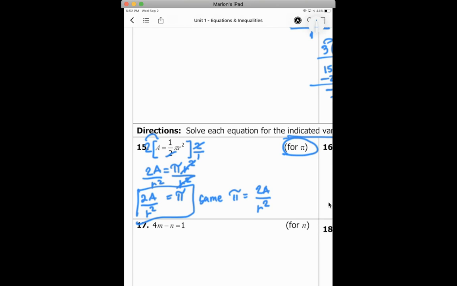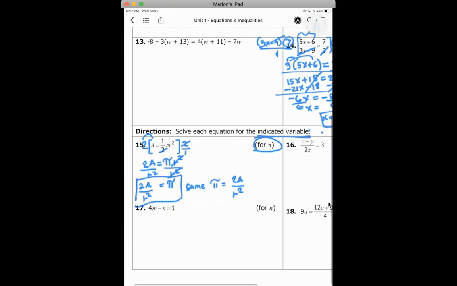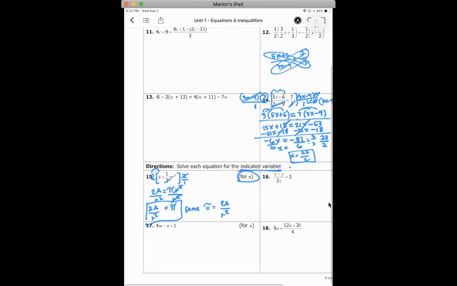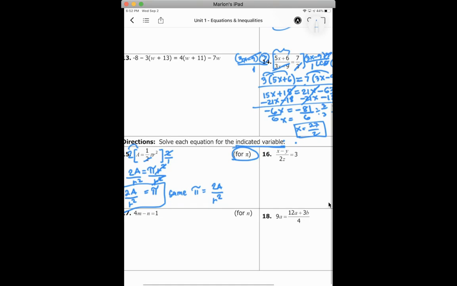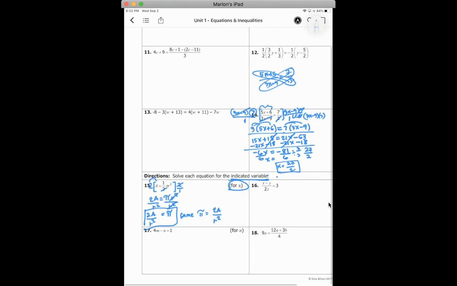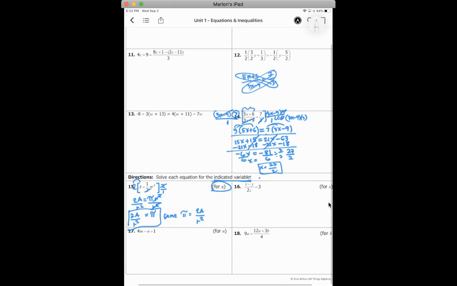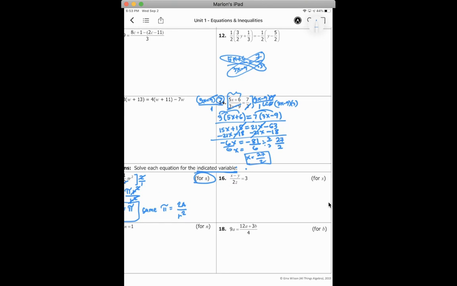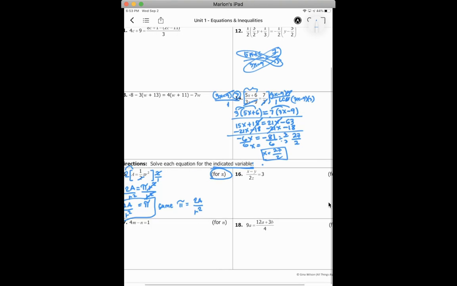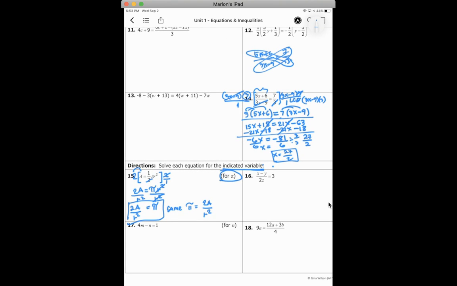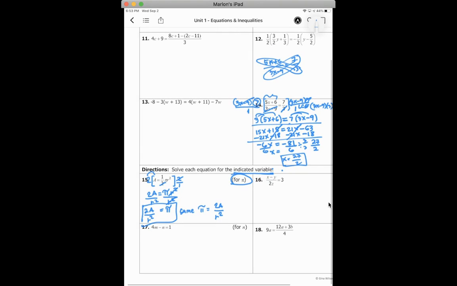So for numbers 15, 16, 17, and 18, we are just moving around all the formulas to solve for the indicated variable. So for number 16, you're solving for x. So you just move around the equation like what we did on number 15. Same thing for 17, you're solving for n. So how do you manipulate the equation to get n?